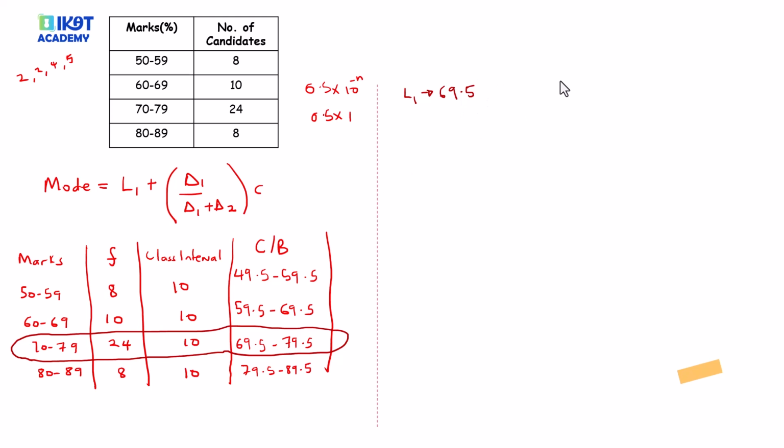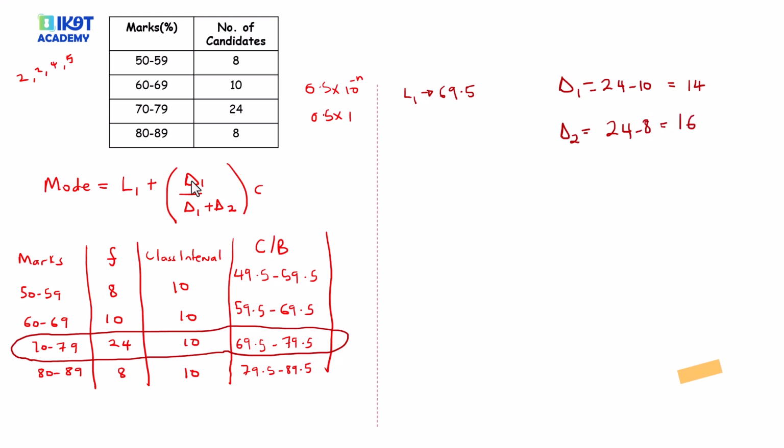Then how do we find delta 1? Delta 1, we're going to find it by saying the highest frequency, which is 24, minus the frequency before it, like the frequency just above it. So it would be 24 minus 10, and this gives us 14. Then we say what is delta 2? The highest frequency minus the frequency below it, or the frequency after it. So here we say 24 minus 8. 24 minus 8 is going to give us 16.